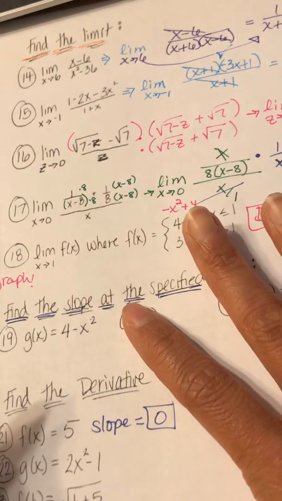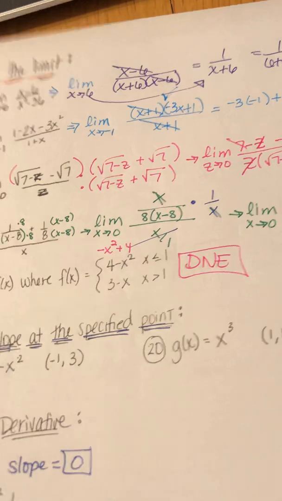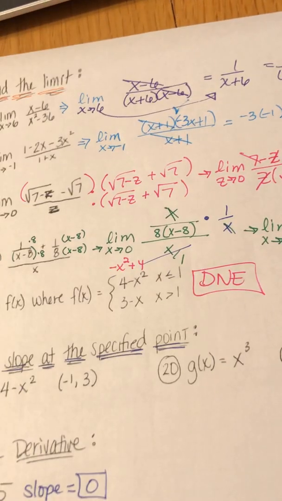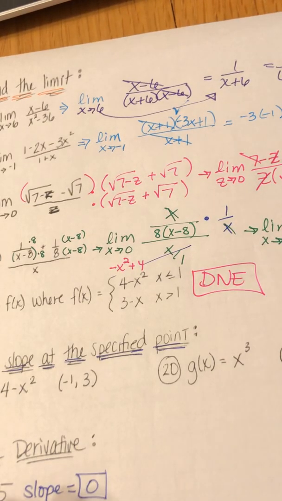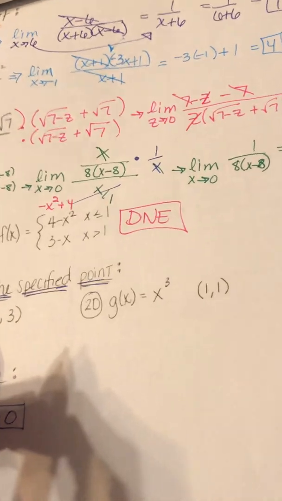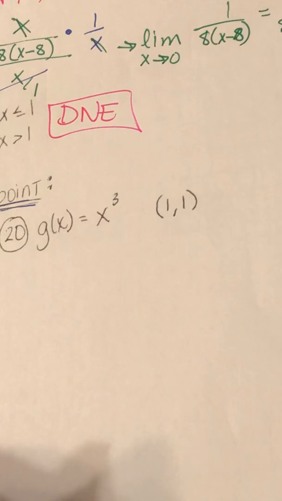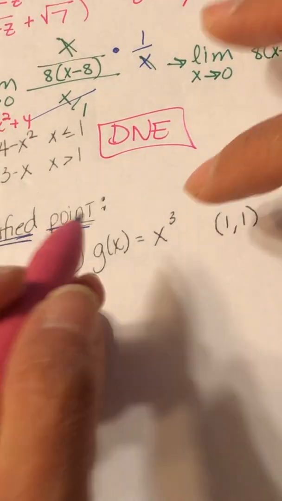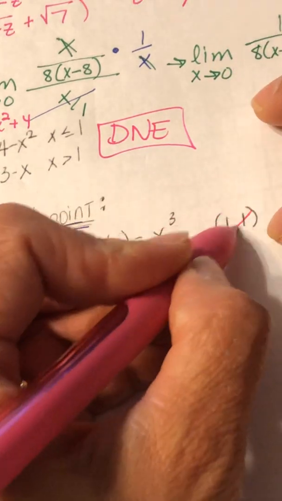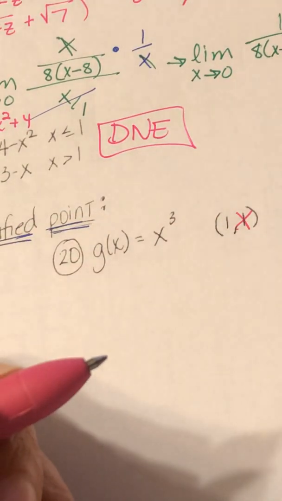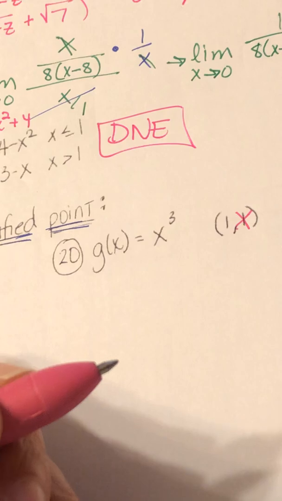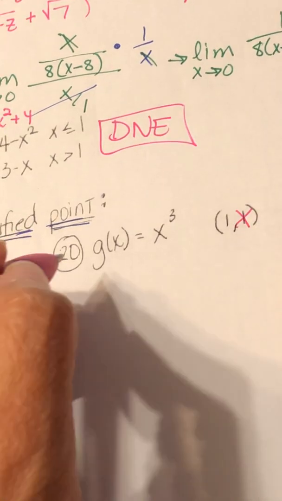We did 19 in the last video, so we need to do 20. And was 20 long for me? No, I could do it right here. I think I'll have enough room. I might zoom in a little bit because I want to write small. So we have g of x equals x cubed, and we are finding the slope at the specified point. So we're finding the derivative, and then we're plugging in the x value. We don't need the y value to figure out what the slope would be at that specific point.